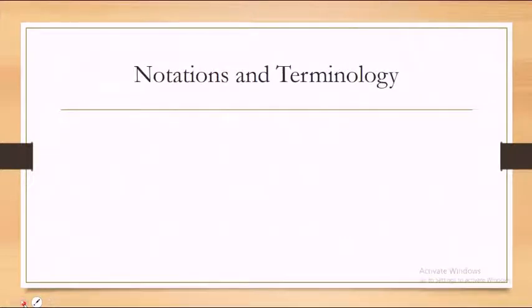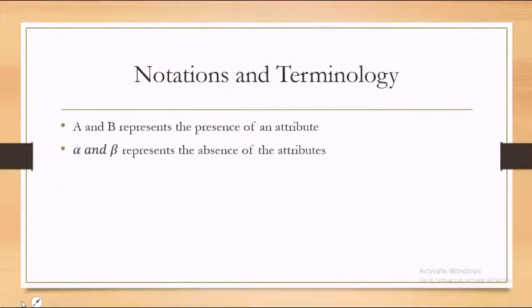Now we will have a look into the notations and terminologies that are usually used in the theory of attributes. For the sake of simplicity and convenience, it is good to use certain symbols to represent different classes and their frequency. So it is customary to use capital letters A and B to represent the presence of an attribute, whereas we use the Greek letters alpha and beta to represent the absence of the attribute.